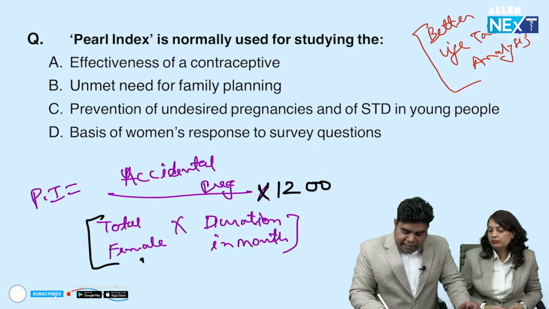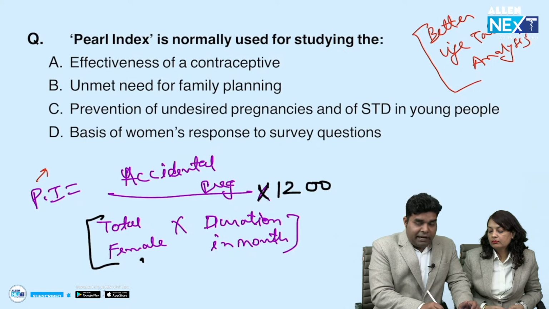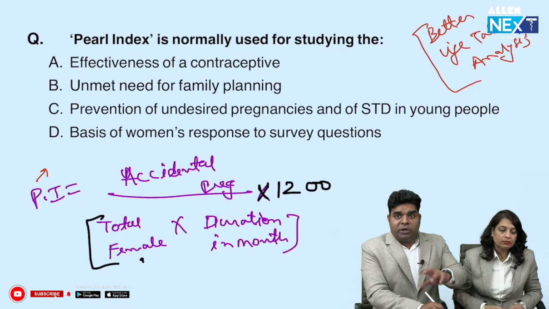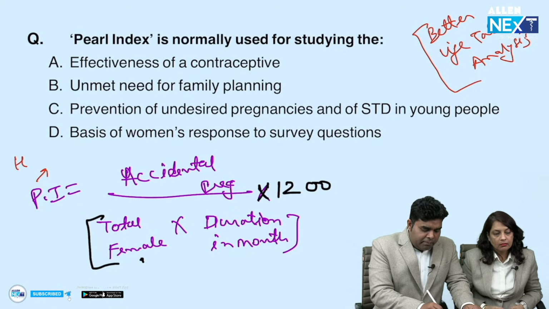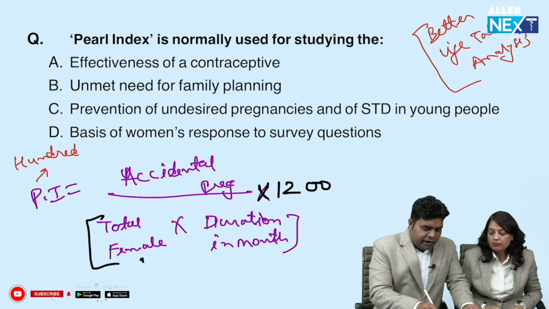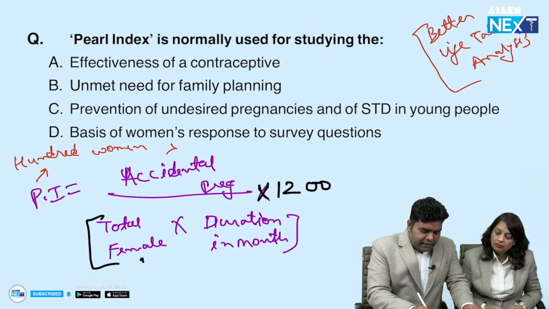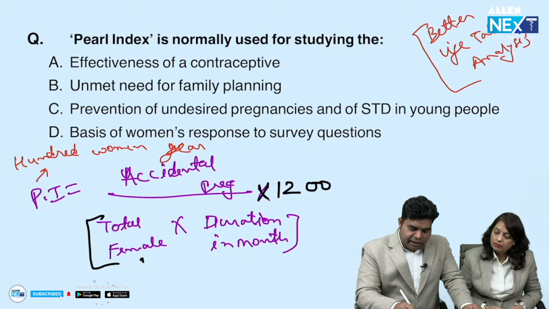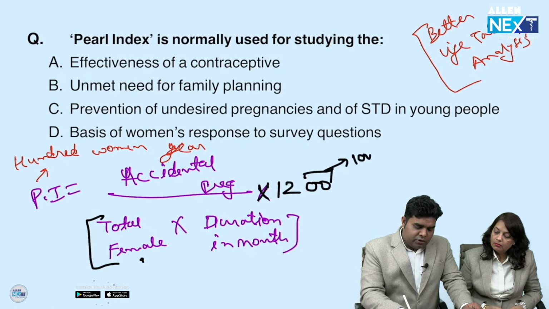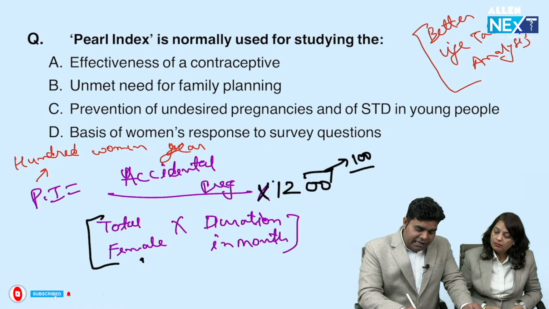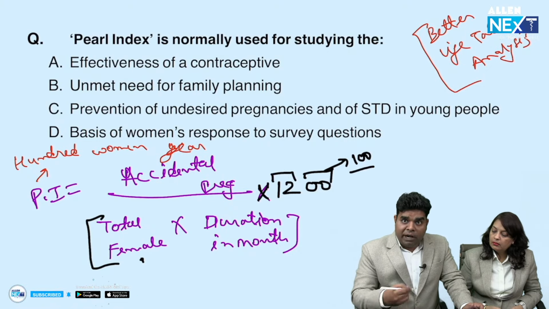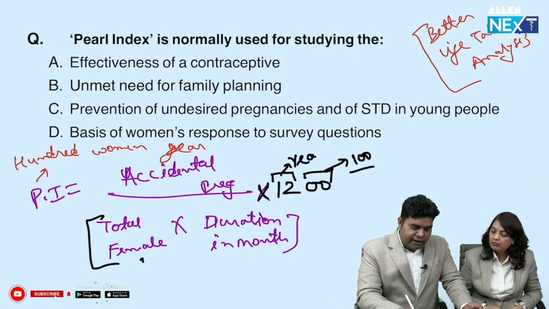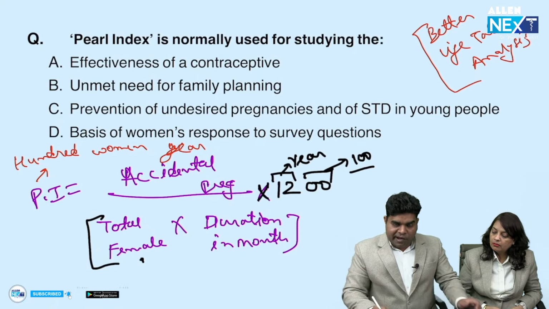So ma'am was also saying again and again that the failure rate of condom, let's say, is 2 to 10 per 100 women a year. Why does Pearl index measure it in 100 women a year? The reason is that the multiplication factor is 1200. In 1200 there are two components. One is 100, so that is for 100 women, and in a year how many months are there? 12 months. So this is why it is 100 woman years, because it is multiplied by 1200.